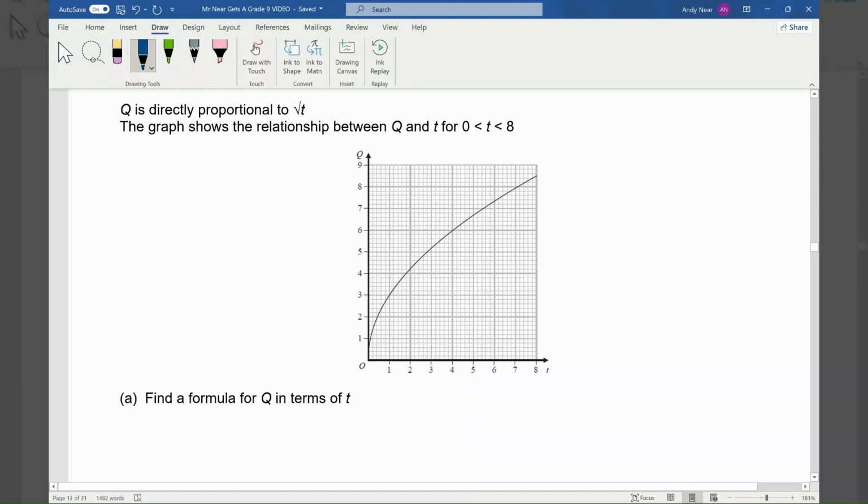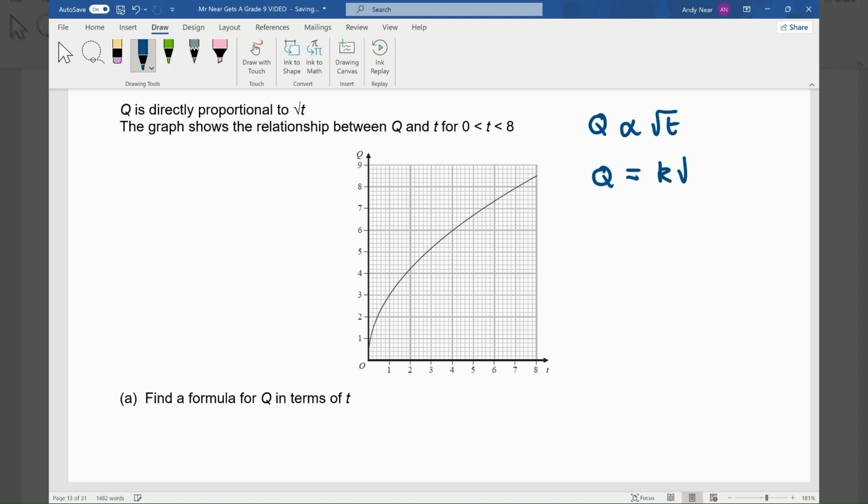This is a great question because it's slightly different on the topic of proportion. If we start off in the normal way, Q is directly proportional to the square root of t, so Q is equal to k times the square root of t. Now, normally in a question they tell you when t equals this number, Q is equal to that number, but they haven't done that this time. They're giving you a graph. So you need to pick a pair of values off the graph.